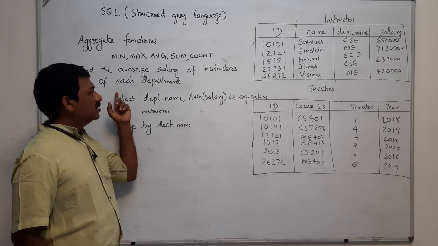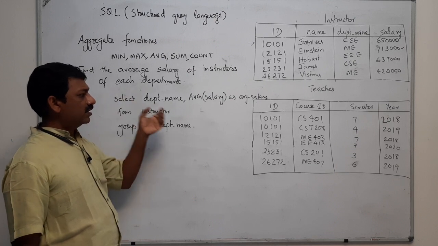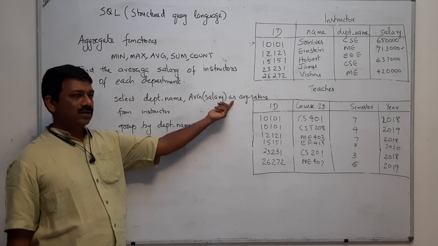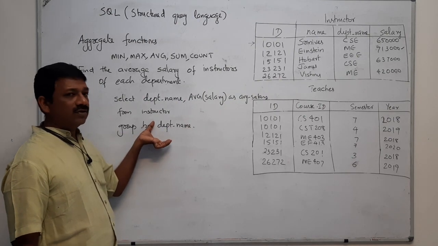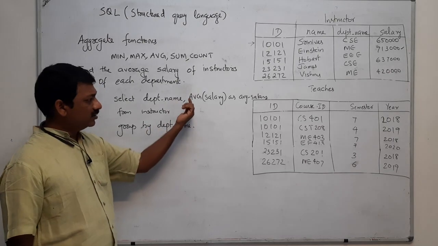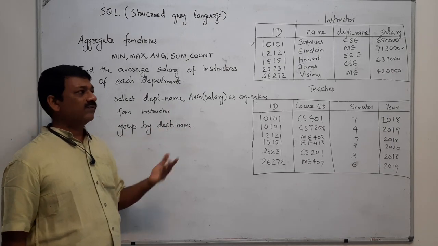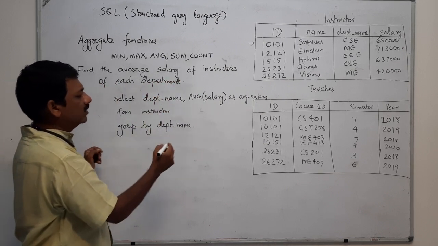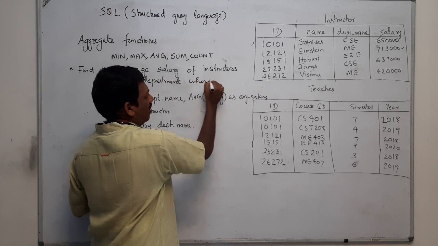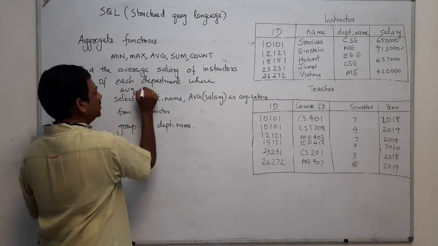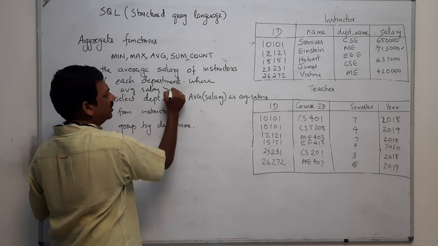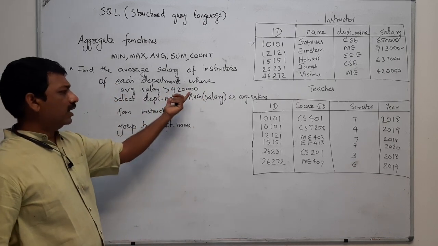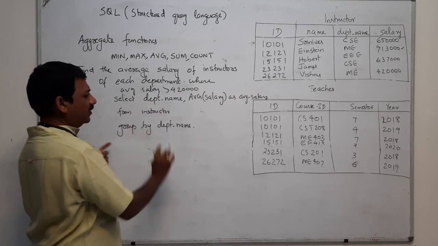Okay, suppose that we are going to display department name and average salary only if the average salary of a particular department is greater than some fixed amount. For example, find the average salary of instructors of each department where the average salary is greater than say 4,50,000. Suppose that you have a query like this. Some minor modification is needed here.